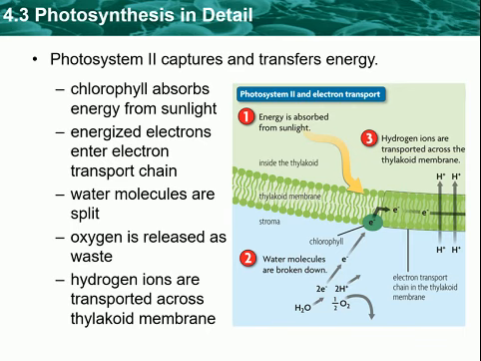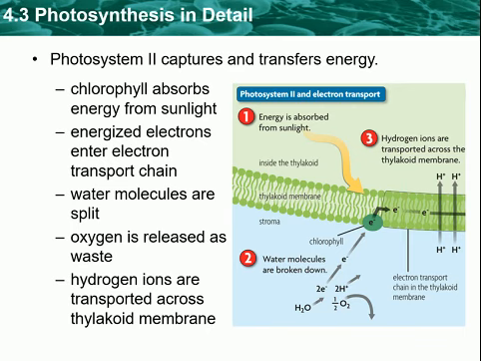Stage 2: Water molecules split. Enzymes break down water molecules. Oxygen, hydrogen ions, which are represented by H+, and electrons are separated from each other. The oxygen is released as waste. The electrons from the water replace those electrons that left chlorophyll when energy from sunlight was absorbed.